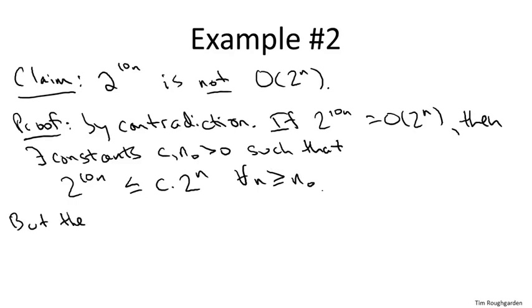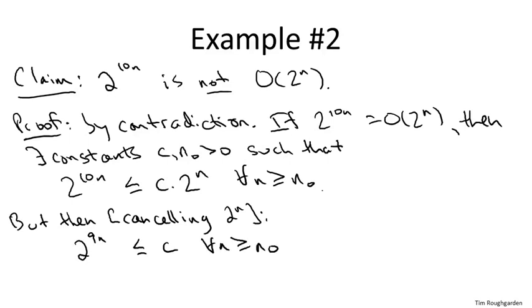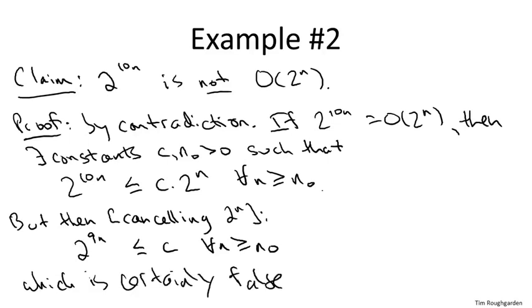So if we divide both sides by 2 to the n, which is a positive number since n is positive, what we find would be a logical consequence of our assumption would be that 2 raised to the 9n is bounded above by some fixed constant c for all n at least n naught. But this inequality, of course, is certainly false. The right-hand side is some fixed constant independent of n. The left-hand side is going to infinity as n grows large, so there's no way that this inequality holds for arbitrarily large n. So that concludes the proof by contradiction.